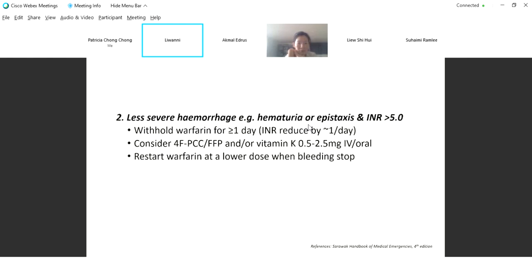Next. The second condition is less severe hemorrhage, for example, hematuria or epistaxis, and the INR is more than 5. Firstly, we have to withhold the warfarin for 1 day or more, and then the INR will be reduced by 1 per day. And then we also can consider 4-factor PCC or fresh frozen plasma plus vitamin K 0.5 to 2.5 milligrams IV or oral.